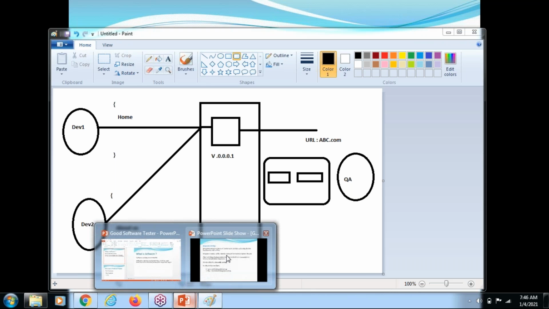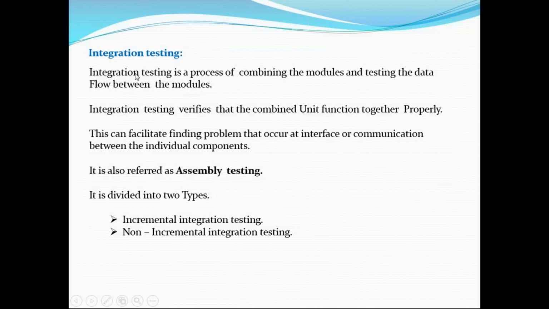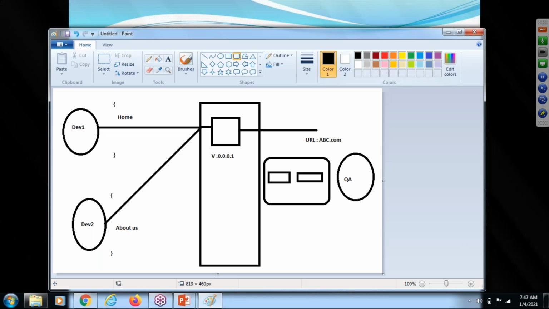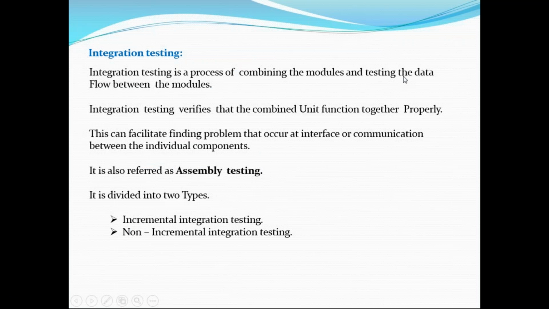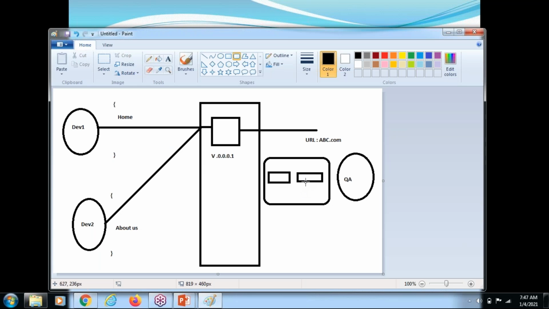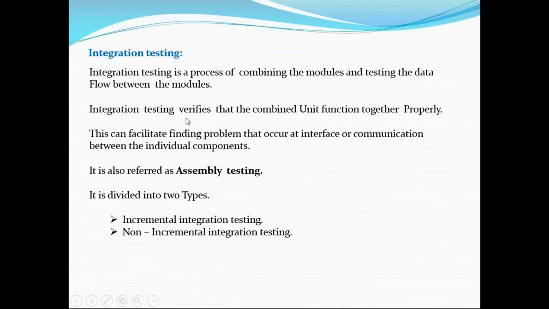Integration testing. Let's see the definition. Integration testing is a process of combining the modules. I'm combining the modules home page and about us page, combining the two modules and testing the data flow between them. So if I click about us from the home page, the about us page should open, and in the about us page, if I click home, the home page should open.